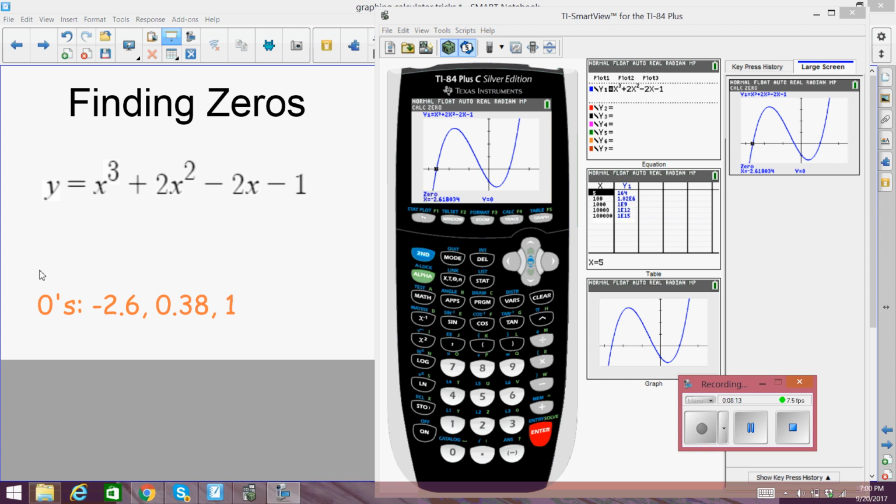So here are the zeros. Negative 2.6, 0.38, and 1. Okay? Those are the x-intercepts. It's another word for zeros. We could say solutions too, or something. But I like zeros because zeros refer to when the function, the y values, are equal to 0. Excellent.